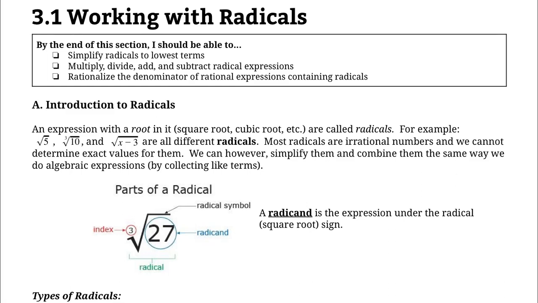In this lesson, we will be working with radicals. We're going to learn how to simplify radicals, multiply, divide, add, and subtract radical expressions, but we're going to save rationalizing the denominator for the next lesson.